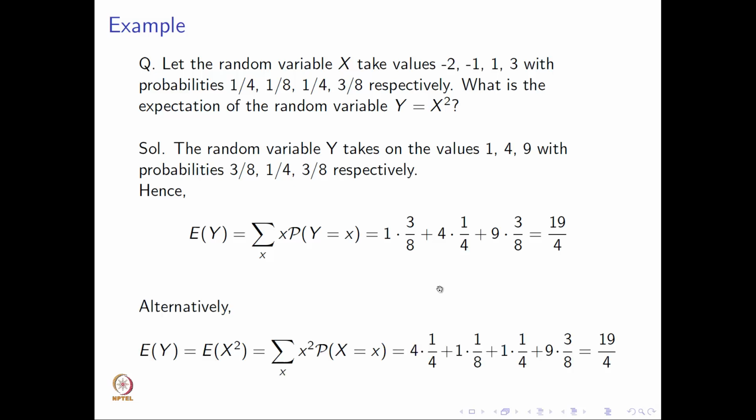Another way to approach this problem is to directly use the relation y equals x square in calculating the expectation. Thus, the expectation of y is simply the expectation of the random variable x square. So in the formula for expectation, instead of substituting x, we substitute x square. Thus, we have the sum over all x square times the probability of X equals x. Calculating the values, we get the same answer of 19/4.